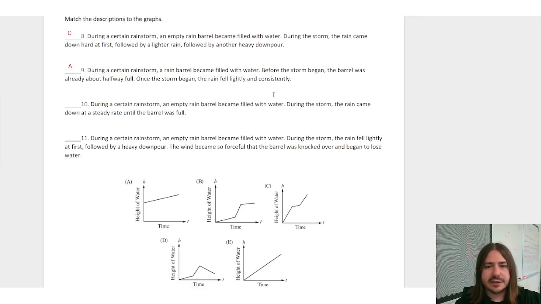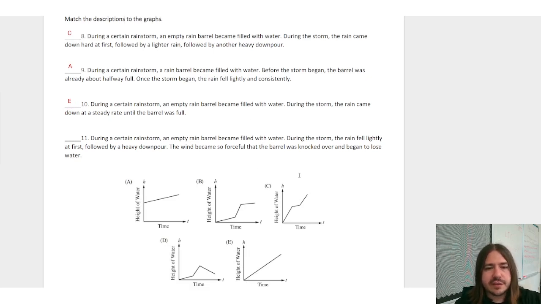Number 10 says, during the storm, the rain came down at a steady rate until the barrel was full. Okay, so it started off empty, so it started at 0, and then it was just pretty consistent as far as the rain. So that's going to be E, the only one that has a constant rate of change and starts at 0. So the only difference between A and E here, really, as far as the description is concerned, that one starts halfway full and one starts empty.